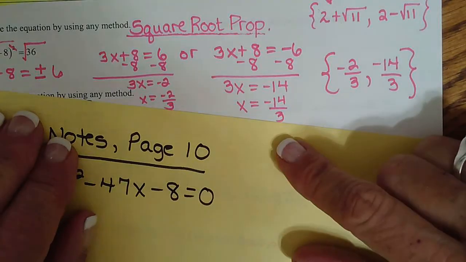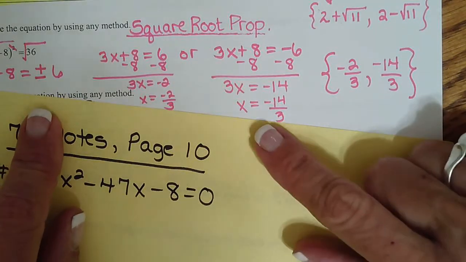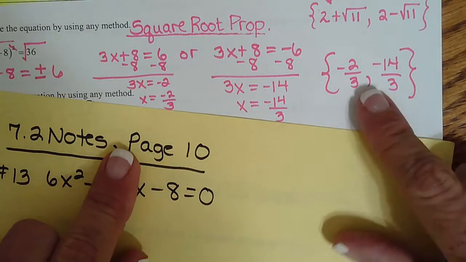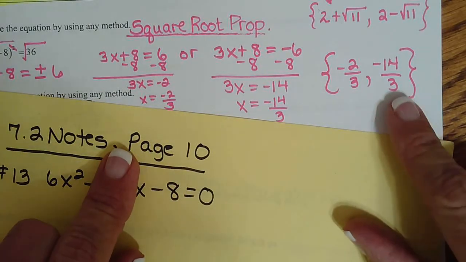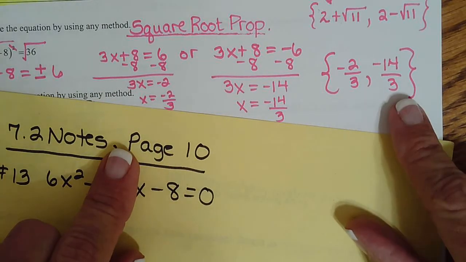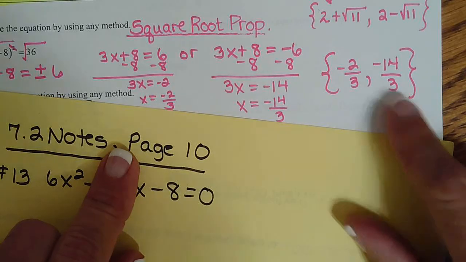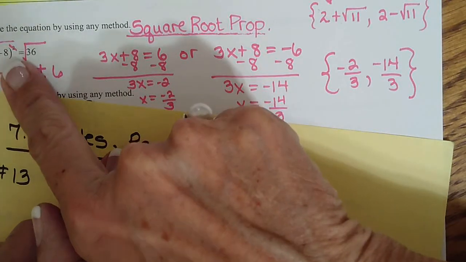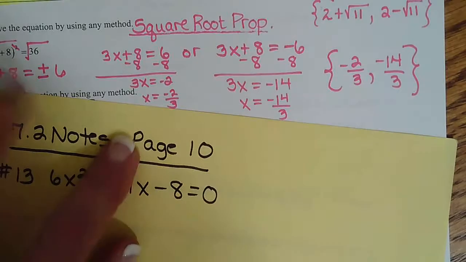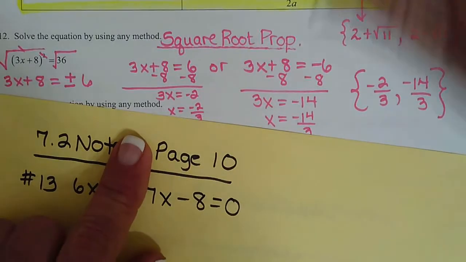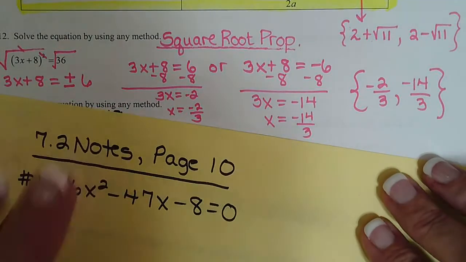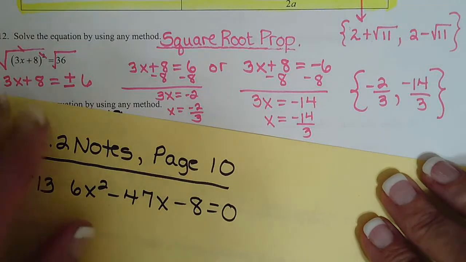We had just finished number 12 at the end of the last video. We had negative 2/3, negative 14/3, and so I went and put those in solution brackets. And that, remember, is called the square root property when you have a squared quantity equal to a number, as we did on that problem. So I didn't see the video quit, and I went ahead and was working the next problem.